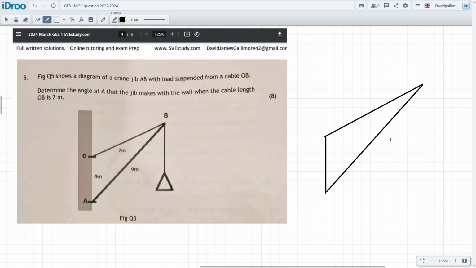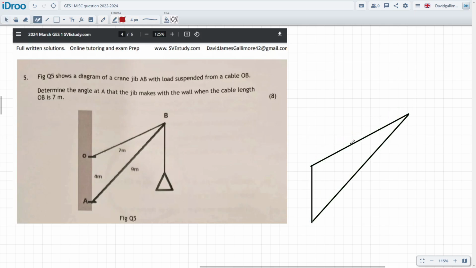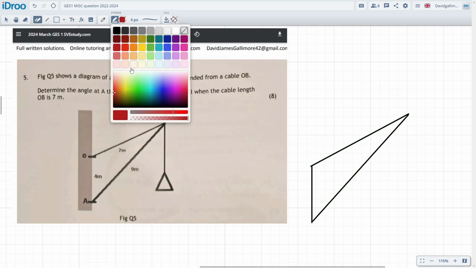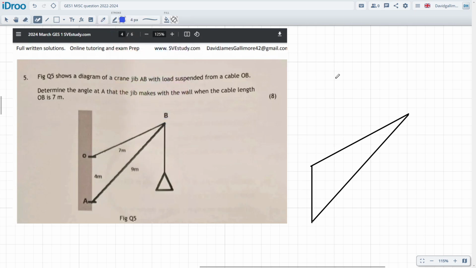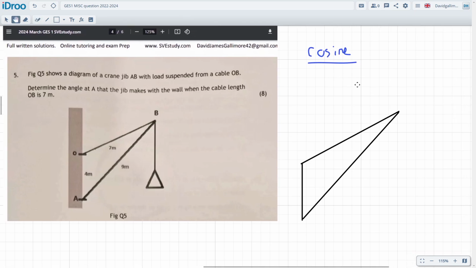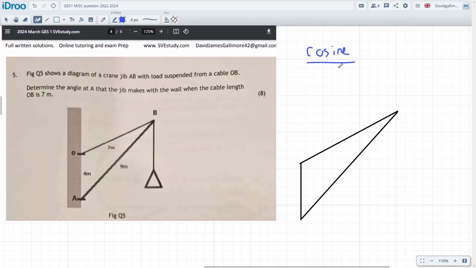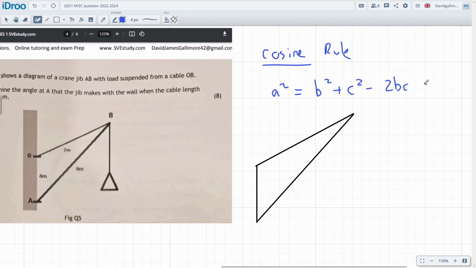Now, it might be useful to learn these more advanced trigonometry equations. So the one we're going to be using today is the cosine rule. We won't look at everything because we don't need to, just one at a time. So this is the cosine rule. And it's more advanced than SOHCAHTOA, right? You learn SOHCAHTOA for right angle triangles, and these are not right angle triangles. So the cosine rule is a squared is equal to b squared plus c squared minus 2bc cosine A.